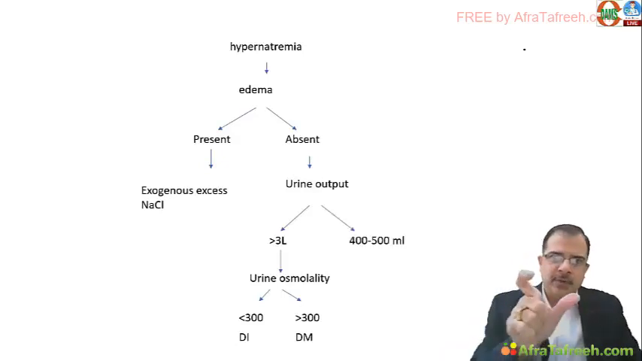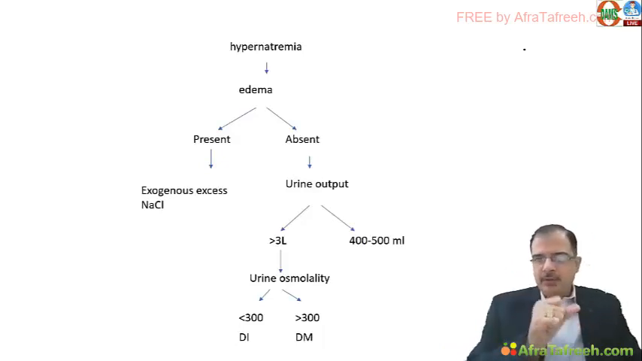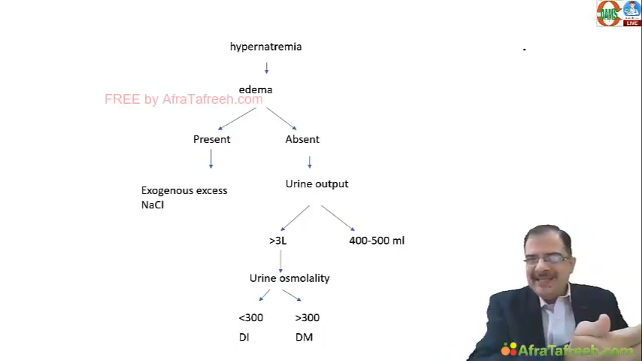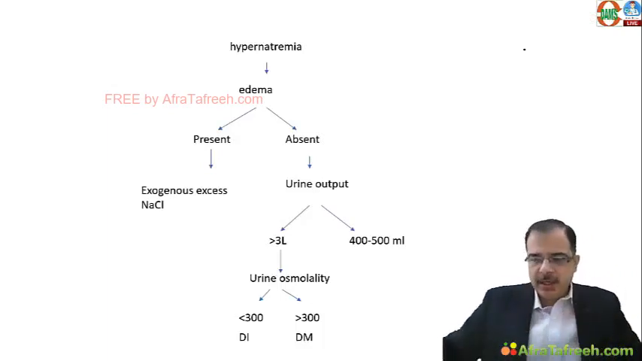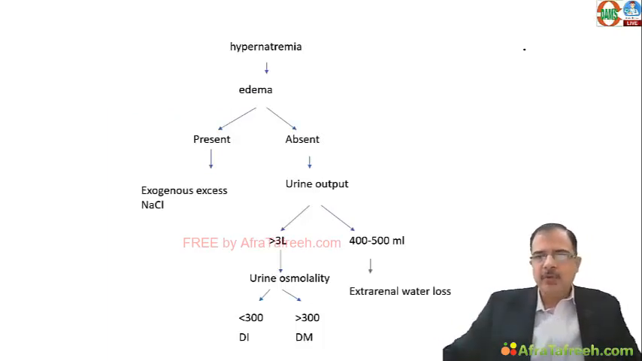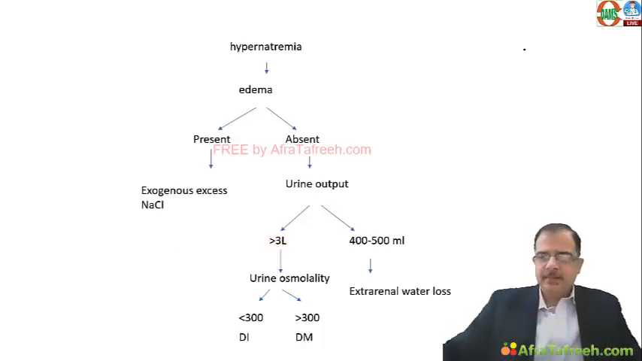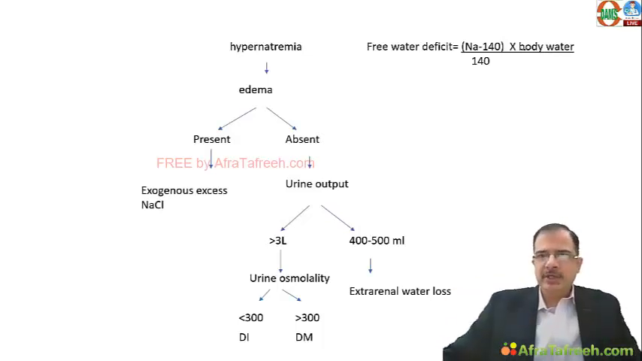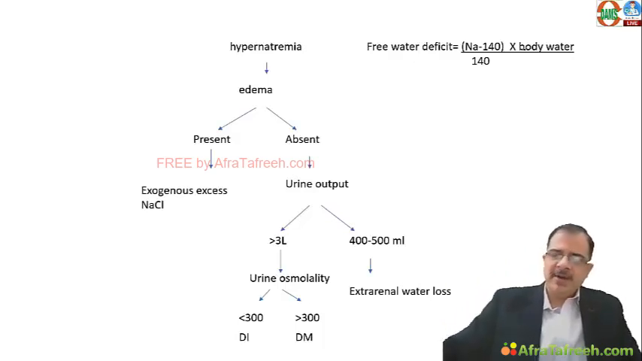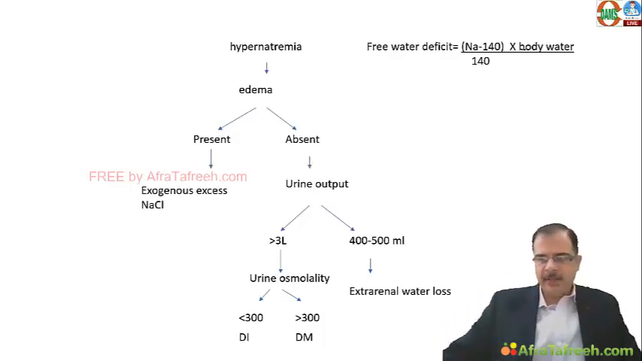If urine output is just 400 to 500 ml, that means there is fluid loss from the skin or an extrarenal source, and the kidneys are trying to conserve water, so the urine output will be less. So it is an extrarenal water loss, that means from the skin, from sweating, like a marathon runner. So this is how to make the diagnosis of hypernatremia. And the formula for the free water deficit to be given to the patient is: sodium concentration minus 140, into body water, divided by 140.